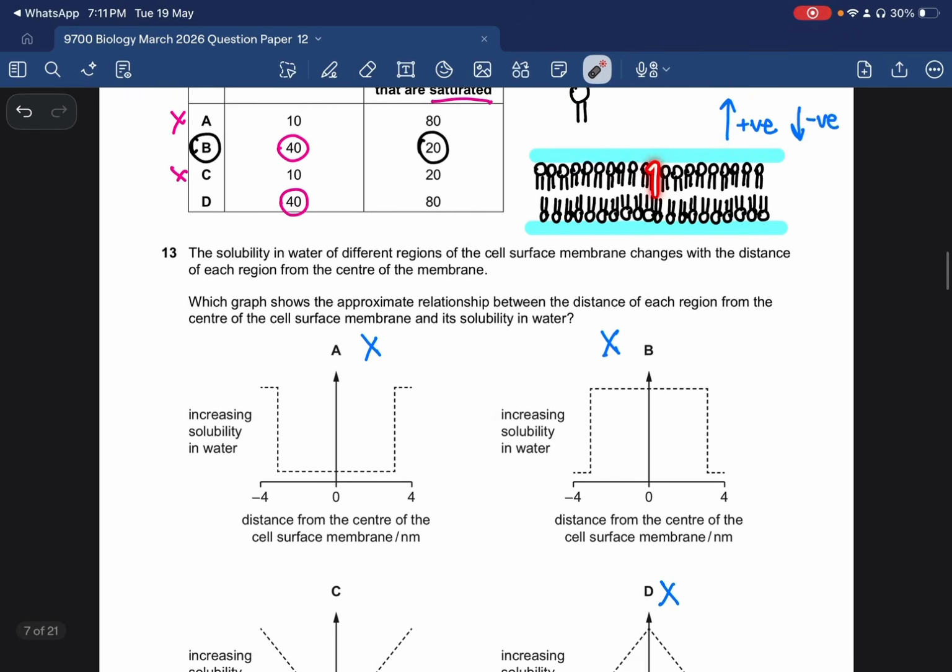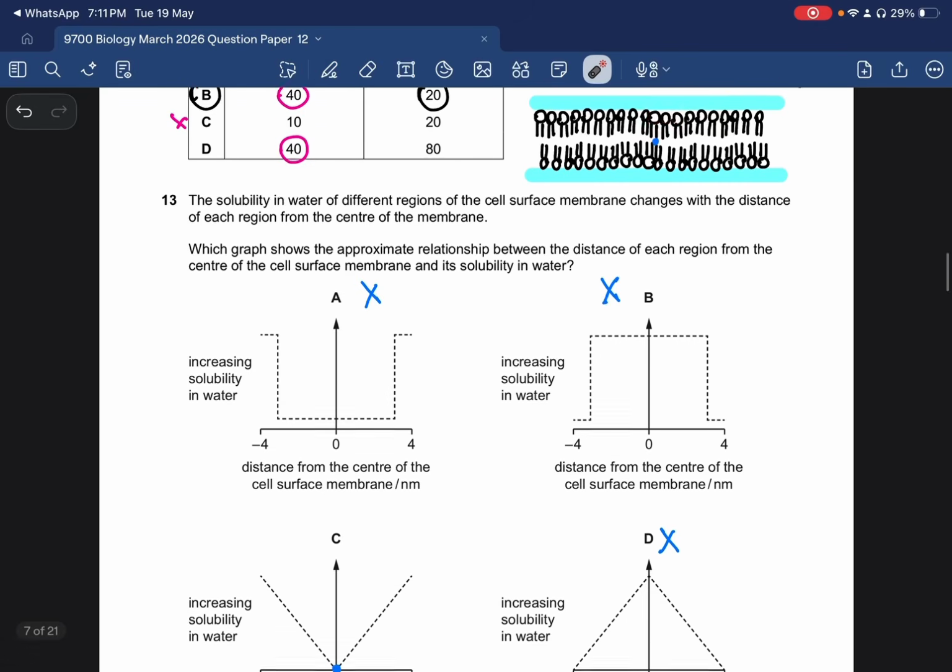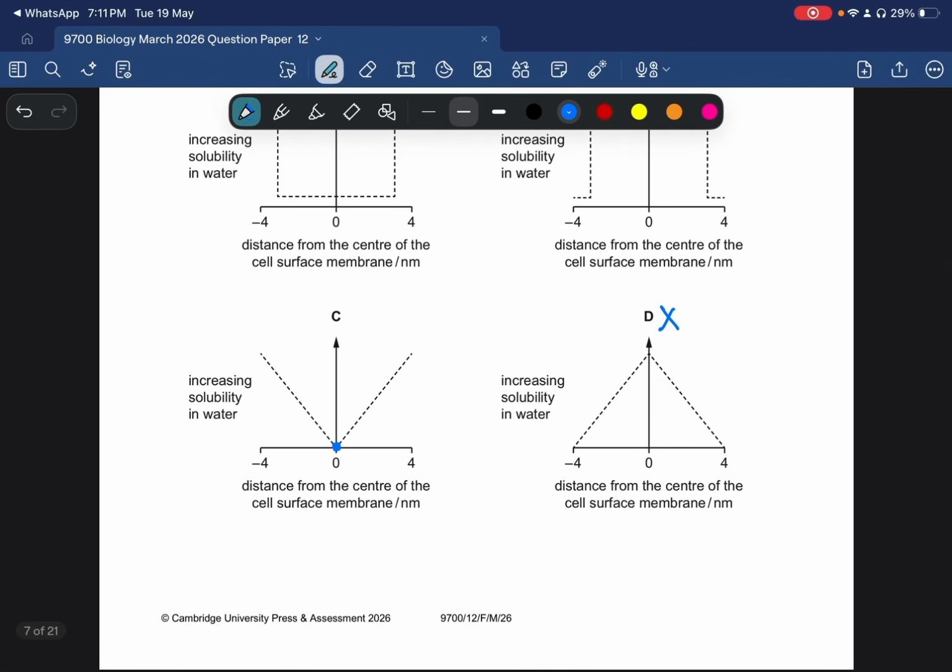Regardless, even if you move up or down, you're reaching towards the edge of the cell membrane, right? Where you have those phosphate heads that are polar. So the solubility is going to be higher the more you move away from the center, which is exactly what C is telling us.